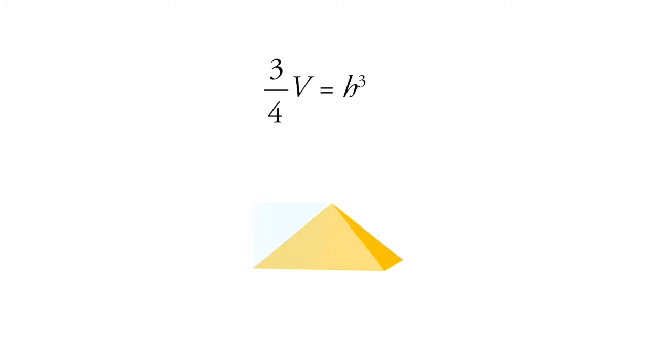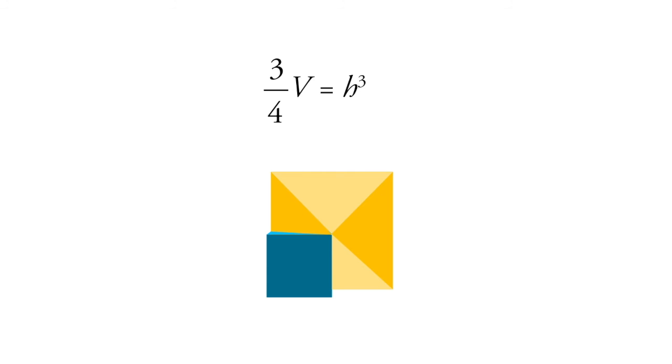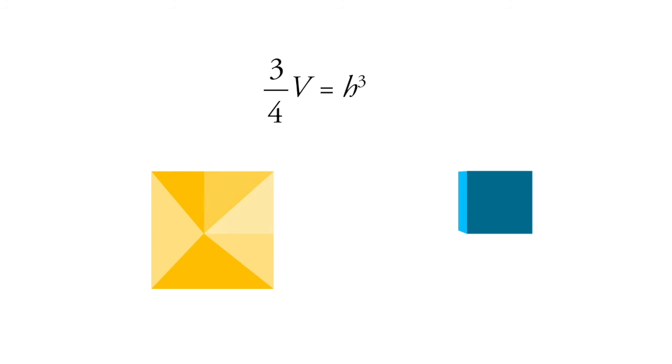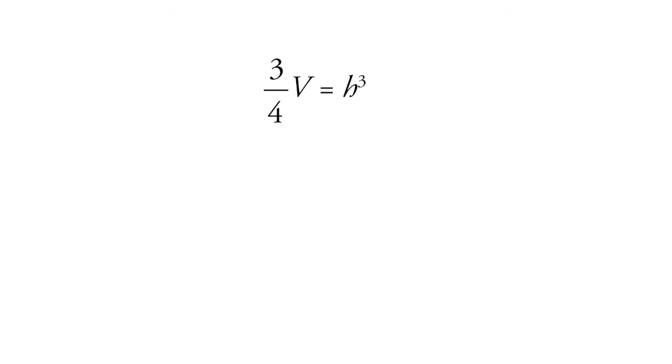And always remember, it's so easy to get lost in the idea that these are just numbers and letters on a page, but they have real meaning in real life. So what we're saying for this particular pyramid is that 3/4 of the volume is equal to the height of the pyramid cubed. So some real distance in height, if we take that number and cube it, then we have 3/4 of the volume of the pyramid in that number.